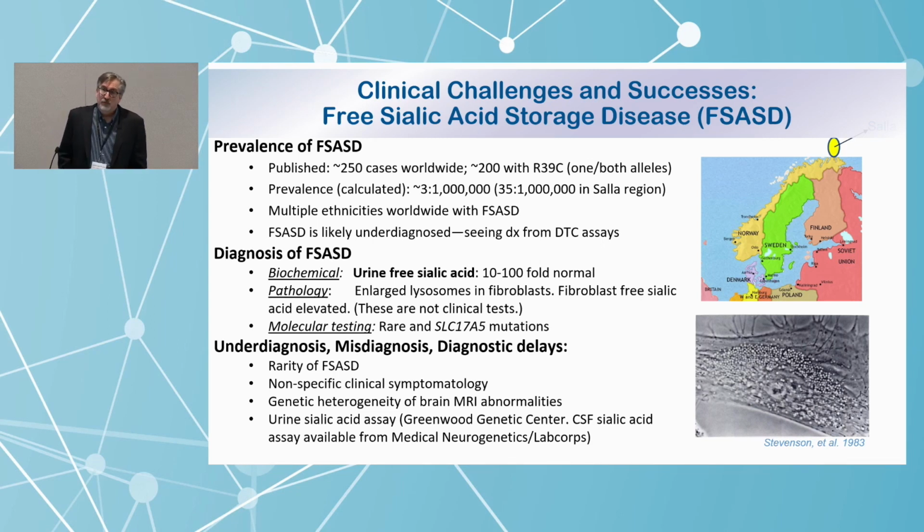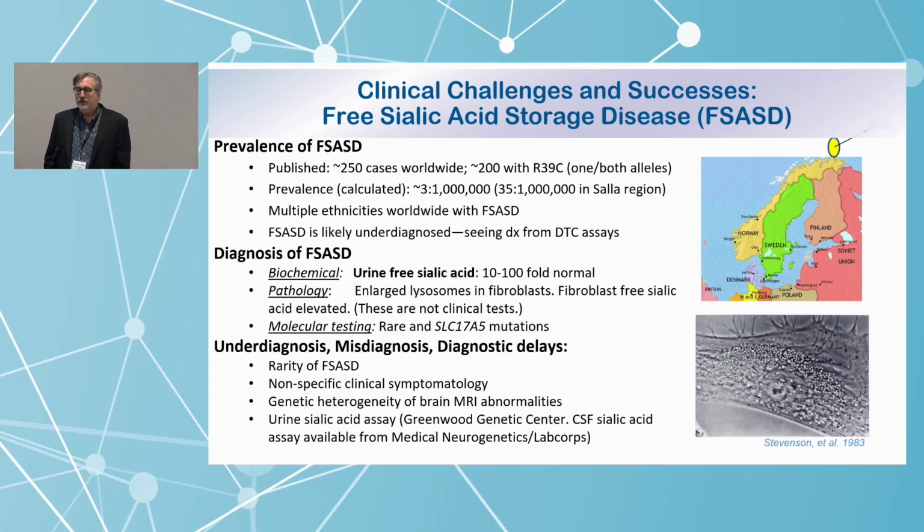What we'd really like is the incidence, but this suggests that there's quite a few people who are unidentified around the world. To support that, there are multiple ethnicities that are associated with sialic acid storage disease. We've got some patients from Brazil and other parts of the world that don't have any connection with the frequent mutation, and it's likely underdiagnosed. And to underline that, the R39C has been added to some direct-to-consumer testing, and actually there have been some diagnoses made based on that, which is sort of an interesting way for things to pop up.